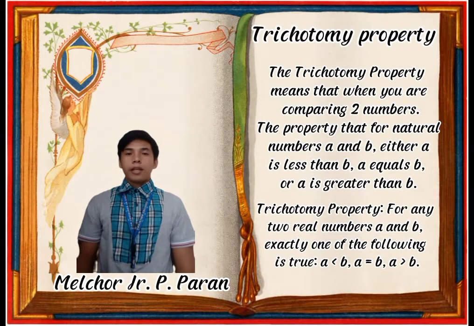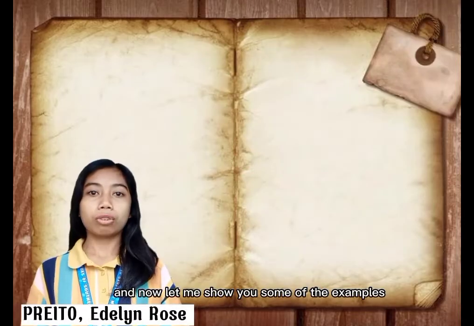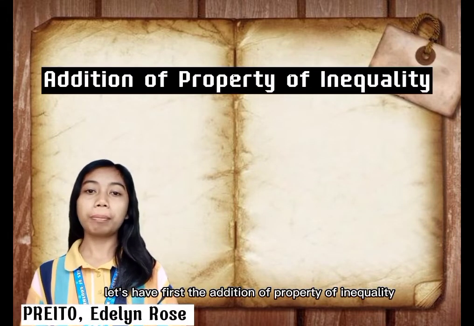The trichotomy property means that when you are comparing two numbers, it's either less than, greater than, or equal. Transitive property, the relation between three numbers is defined using the transitive property. And now, let me show you some examples of properties of inequalities. Let's have first the addition property of inequality.